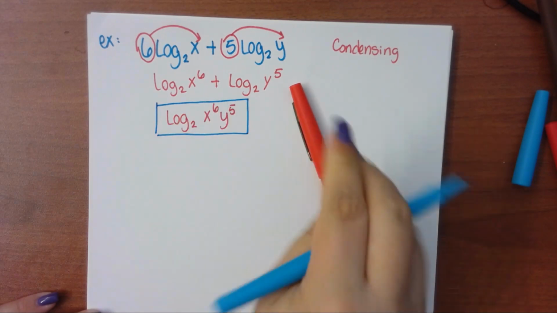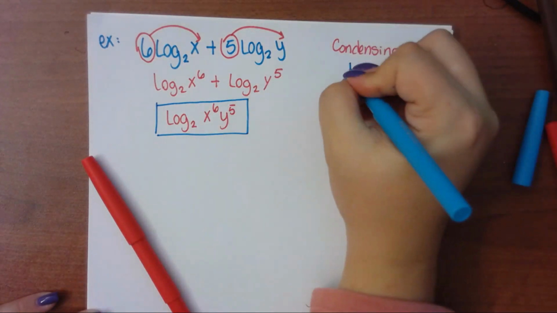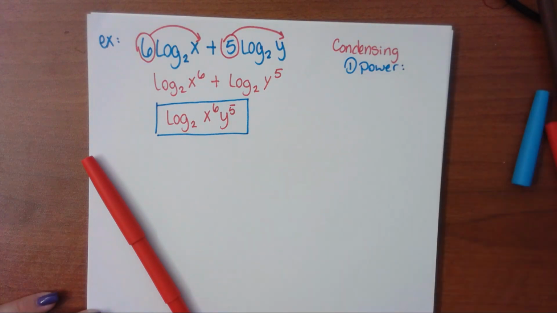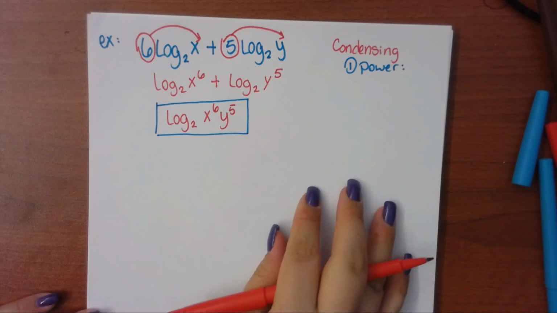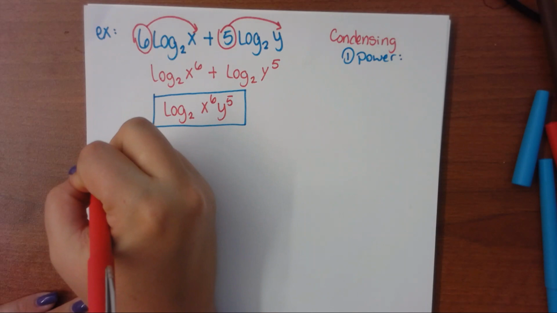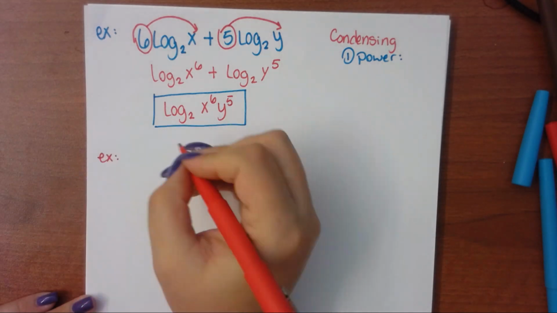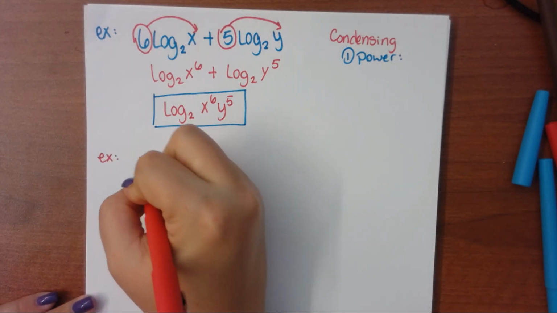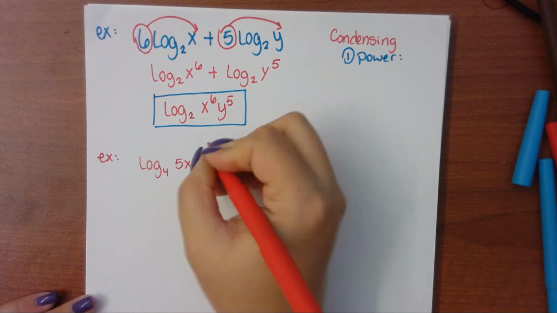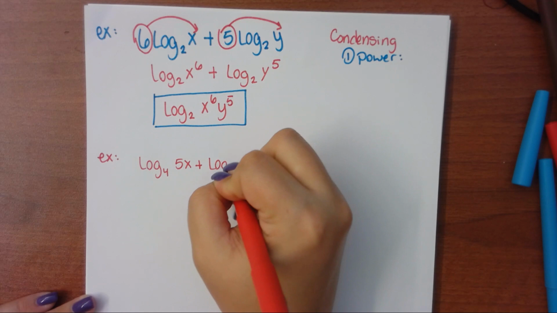So the first part of condensing is to check for your power property. And in this case, we did the power and then the product, okay? So check that. Always the power property can go first. Now, another example would be log base 4 of 5x plus log base 4 of 3x.